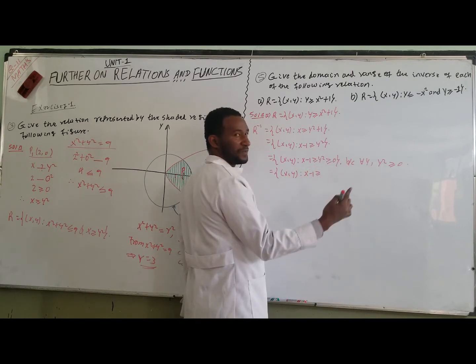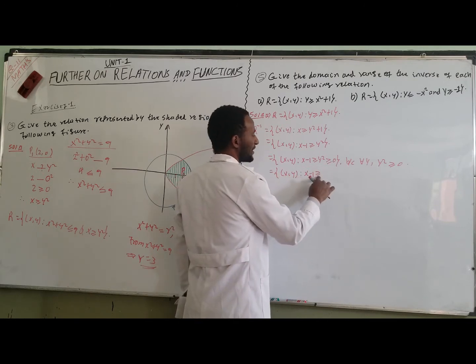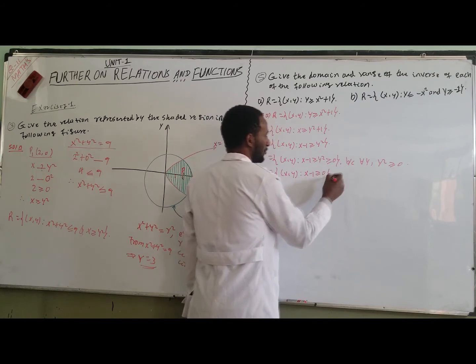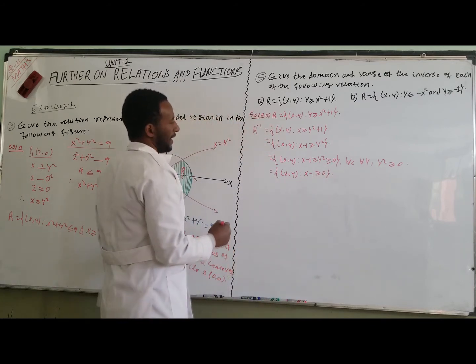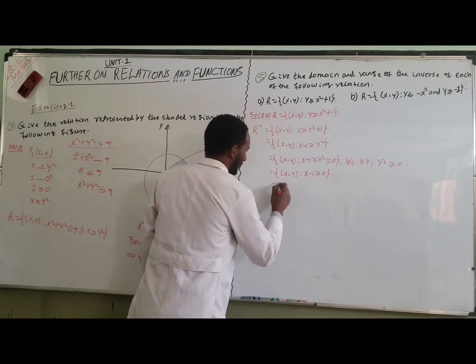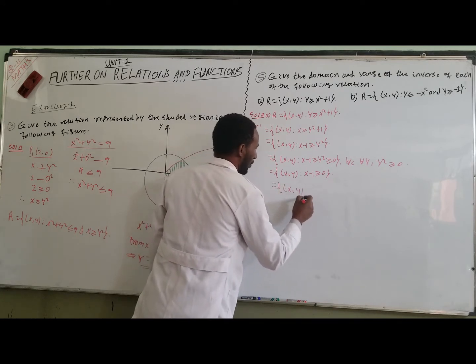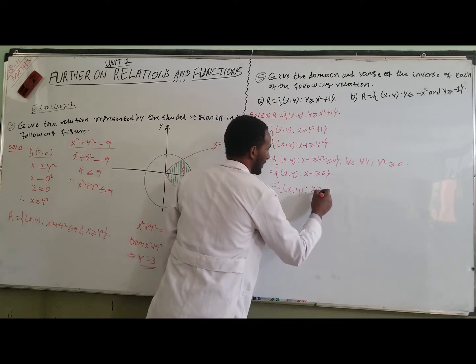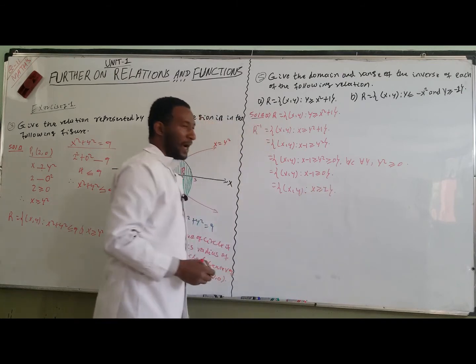Therefore, by transitivity, x minus 1 is greater than or equal to 0. Then, this can be expressed as the set of (x, y) such that x is greater than or equal to 1.